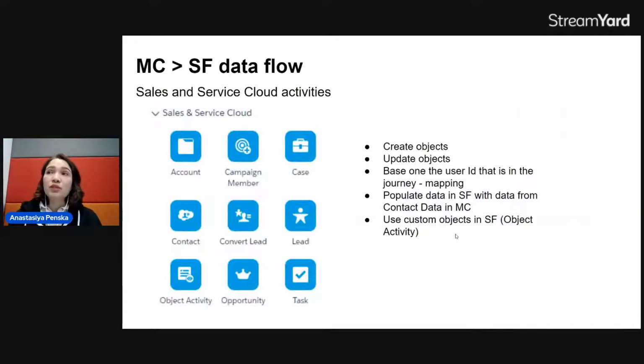Right. So another very helpful one is your Sales and Service Cloud activities. Amongst those, you are able to perform some activities on your account, campaign member, case, contact, lead, as well as conversion of the lead, opportunity, and task. And a pretty one is the object activity. This means you actually are able to perform tasks on all different standard and custom objects that are not mentioned here on the list. You're able to just use this object activity to customize it for your needs.